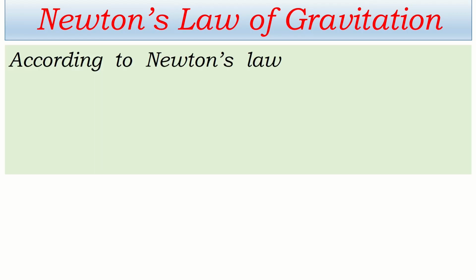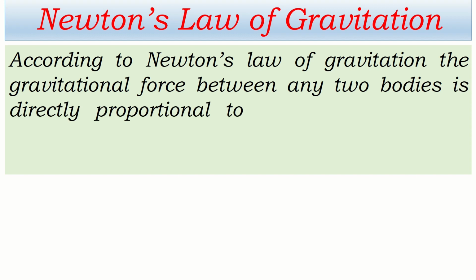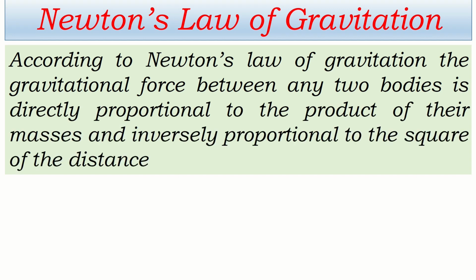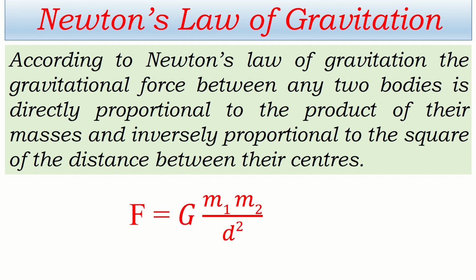According to Newton's law of gravitation, the gravitational force between any two bodies is directly proportional to the product of their masses and inversely proportional to the square of the distance between their centers. It means gravitational force depends upon two physical quantities. One is mass, another is distance. When mass increases, gravitational force increases, and when distance between two bodies increases, then gravitational force decreases. This is the formula obtained by Newton's law of gravitation, which can be used to solve numerical problems related to gravitational force between two bodies.